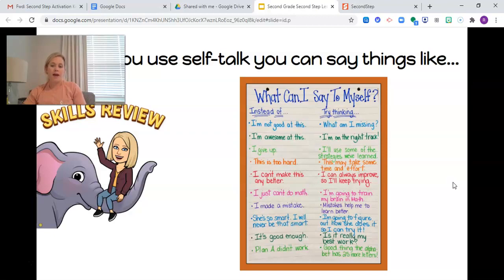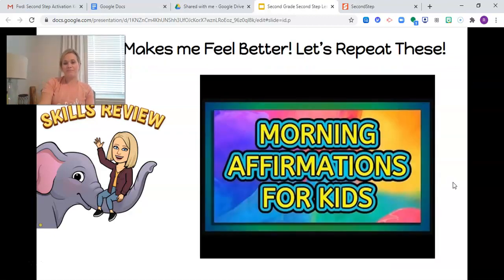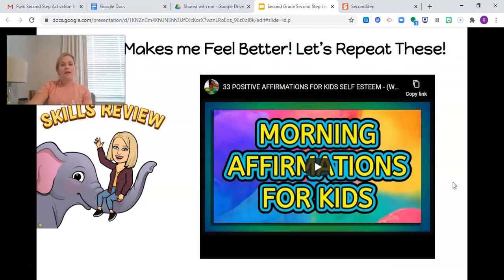Instead of saying, I just can't do math, you can say, I'm going to train my brain in math. Instead of saying, I made a mistake, you're going to say, mistakes help me to be a better learner. Instead of saying, oh, she's so smart, I'll never be that smart, you're going to say, I'm going to figure out how she does it so I can try it too. Instead of saying, it's just not good enough, you can say, is this really my best work? Or, oh, plan A didn't work. Good thing the alphabet has 25 more letters. So self-talk makes us feel better.